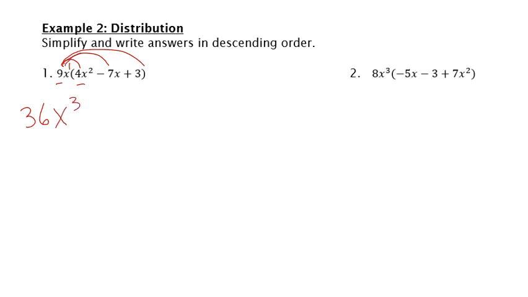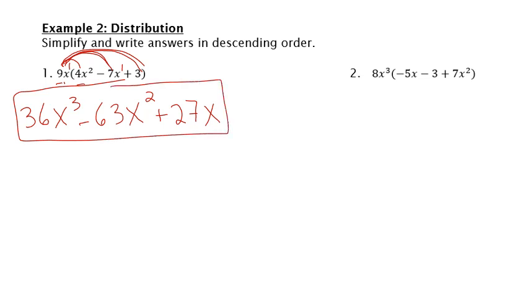We're then going to do 9 times negative 7, so that's negative 63. I have a little 1 here. And then x times x would be x to the second. And then finally, 9 times 3 is 27. And then I still have an x. So this would be my final answer. Again, if the question had asked what's the leading coefficient, you would tell me 36. If the question said what is the degree, you would tell me 3, because that's your biggest exponent.